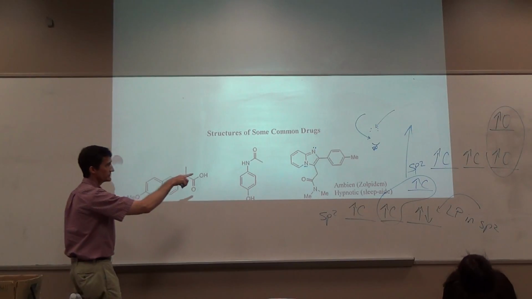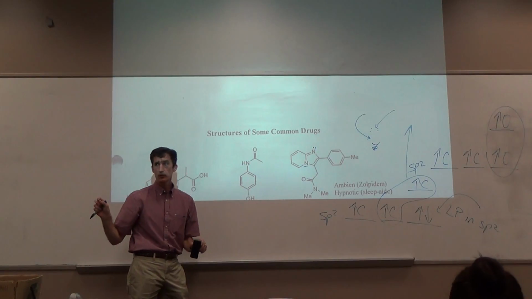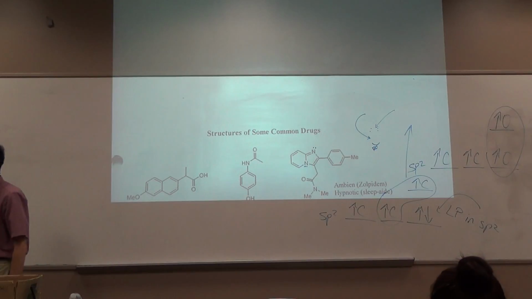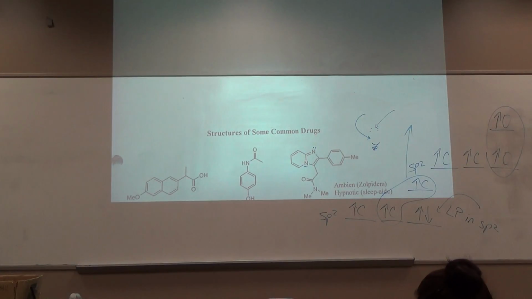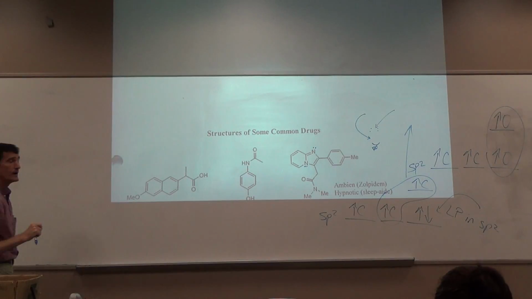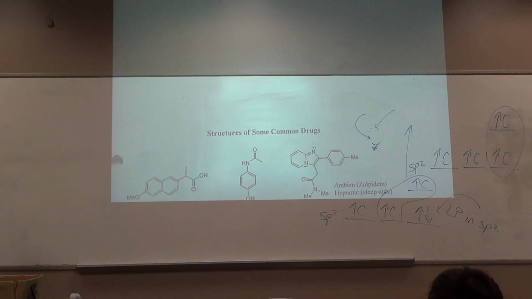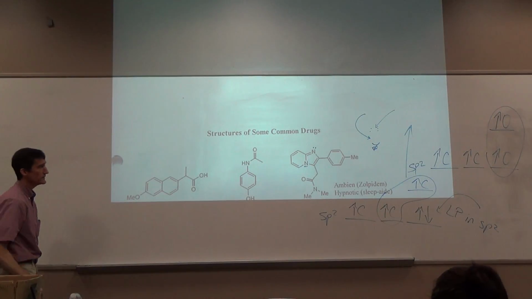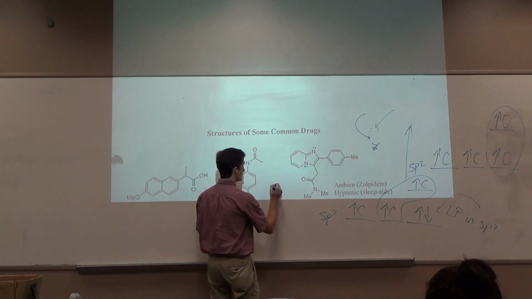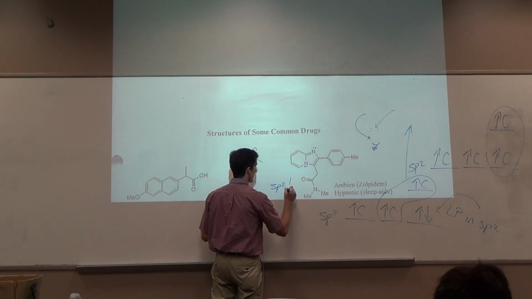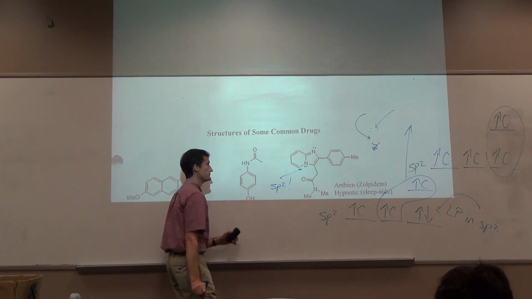So what about the middle nitrogen? Somebody said sp2. How many regions around this nitrogen? I see 4. I see 3 single bonds and a lone pair. It looks like 4. This is an exception. Okay? This is an exception. It's actually sp2.